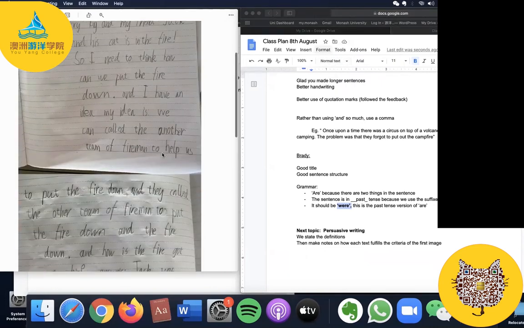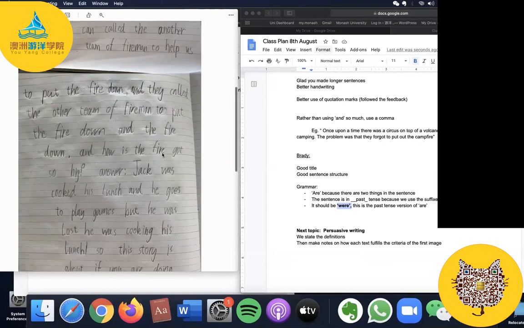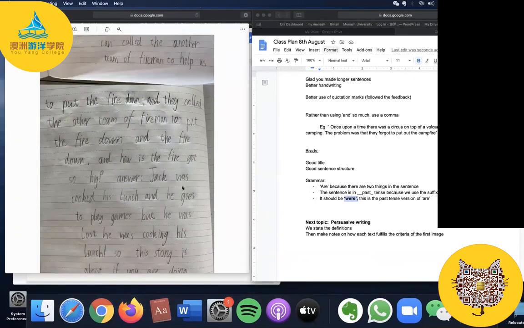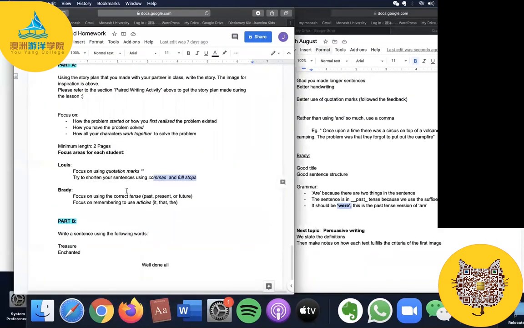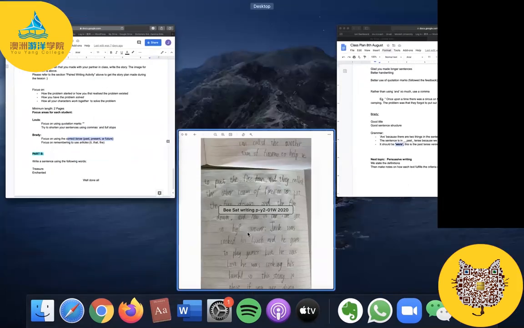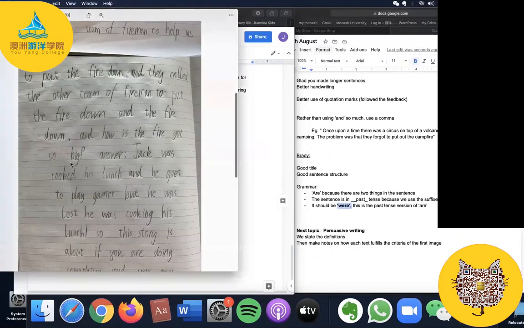Okay. I have an idea, my dears. Let's see, what was your feedback that you had to follow, Brady? Focus on the correct tense. Yep, tense is still one. Focus on using articles. Okay, let's see how well you followed that.